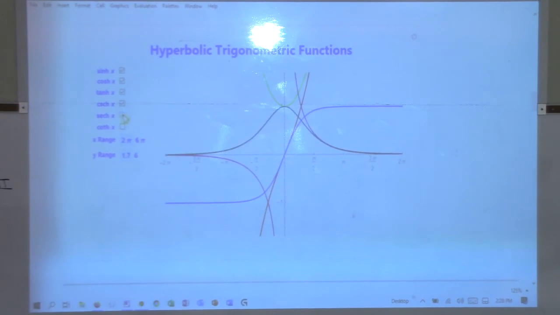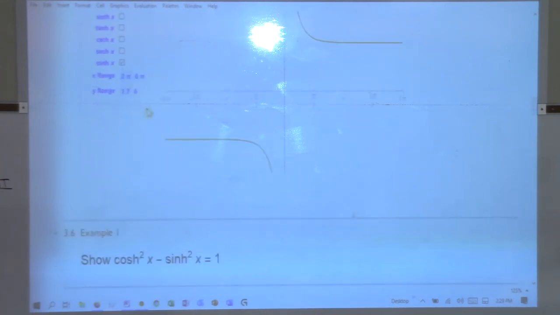Secant hyperbolic. Cotangent hyperbolic. That's just too much stuff on one screen. But you don't have to have those memorized or anything. I just wanted to show you how different they are than what we've seen with the regular trig functions.